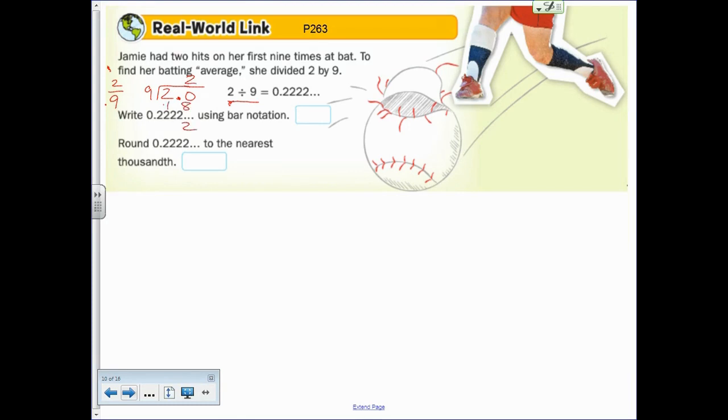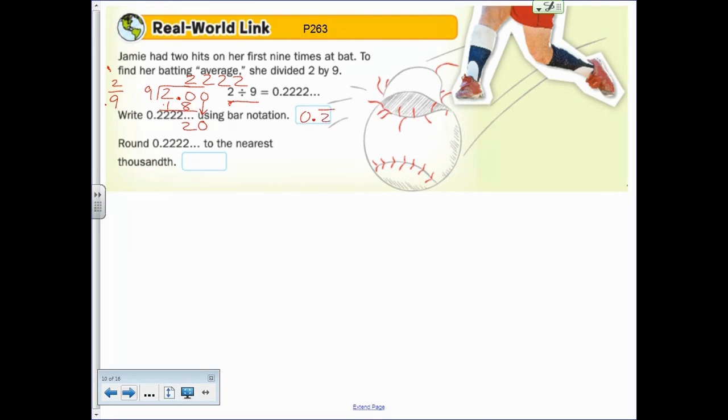Well, notice you get 2 left over. You have to add a 0 and bring it down. You started out with 20. Now you got 20 again. So what's going to happen is you're going to get this repeating 2 over and over and over again. You're always going to get 18 when you multiply and 2 as a remainder. And it's just going to keep going over and over and over again. So to write that in bar notation, you would just put 0.2 with a line over it.